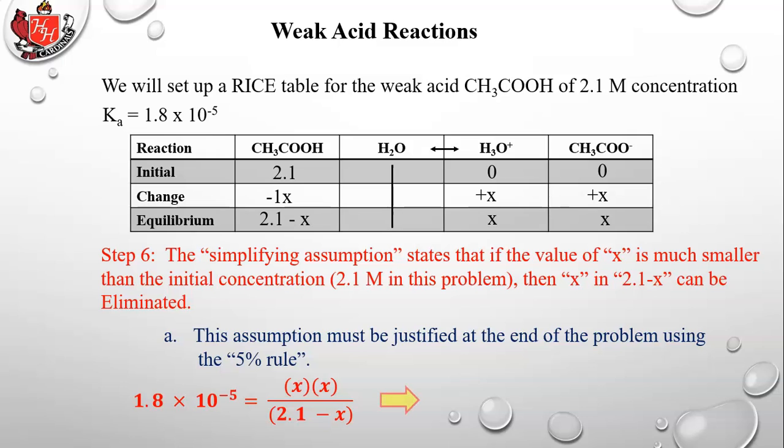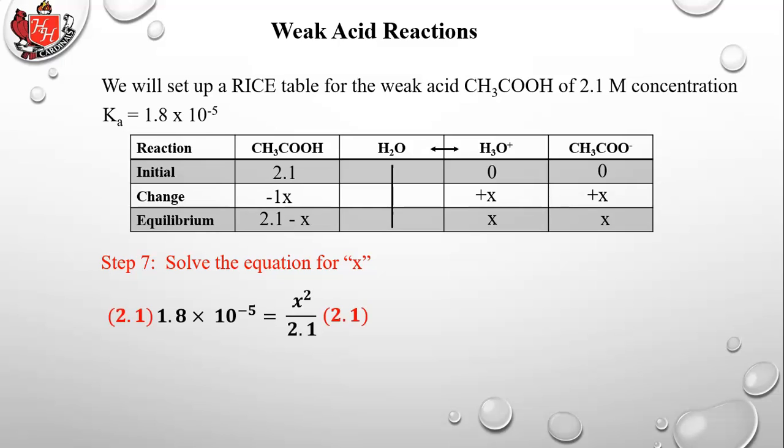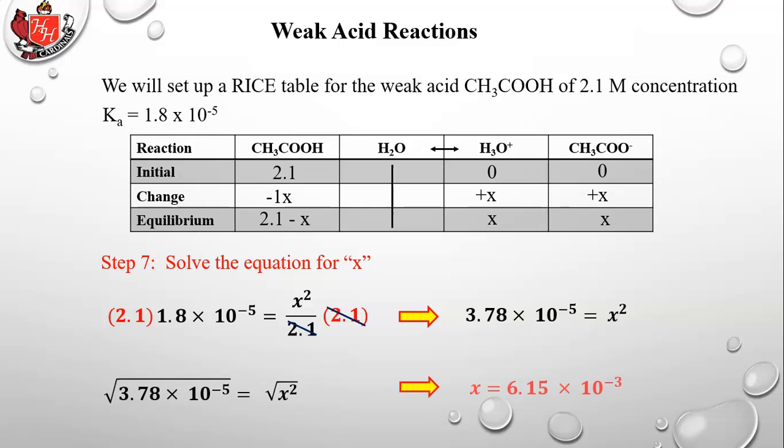So there's the formula. And we can just change that to x squared on the top, x times x, and on the bottom we eliminated that x. 2.1 minus some tiny number effectively equals 2.1. So now we solve for x. There's the equation we had on the last slide. You multiply both sides by 2.1, you cancel, and you get 3.78 times 10 to the negative fifth equals x squared. Now we take the square root of both sides, and you come up with x equals 6.15 times 10 to the negative 3. So that's what x equals.